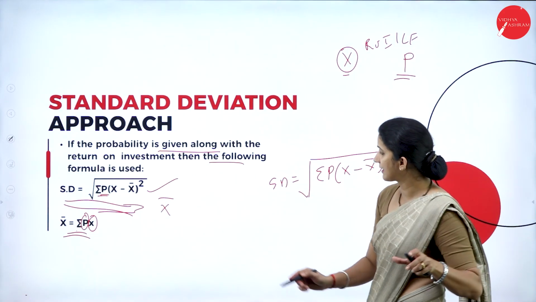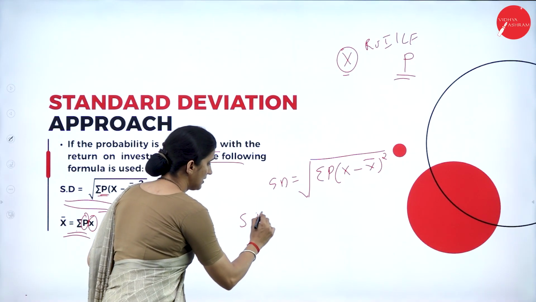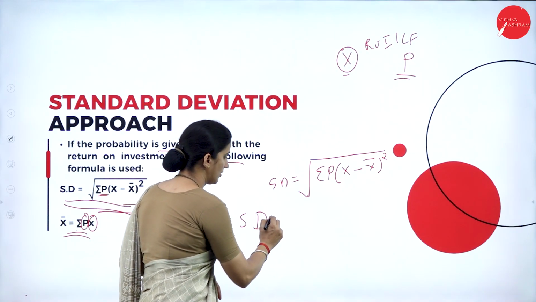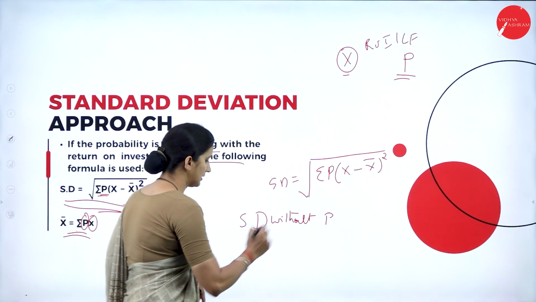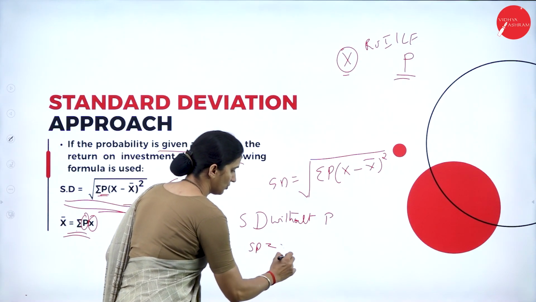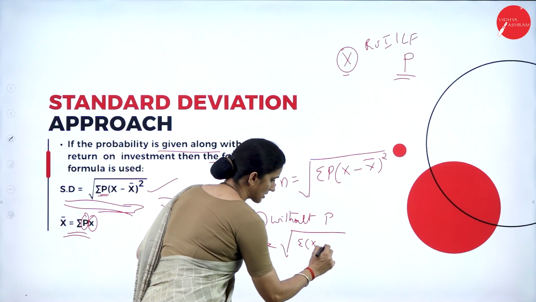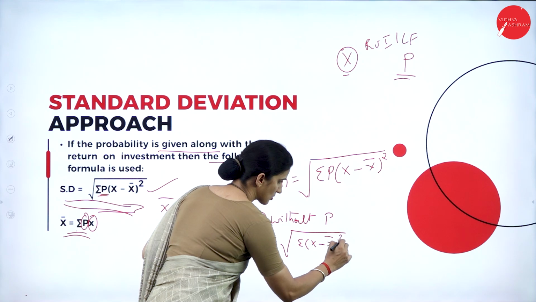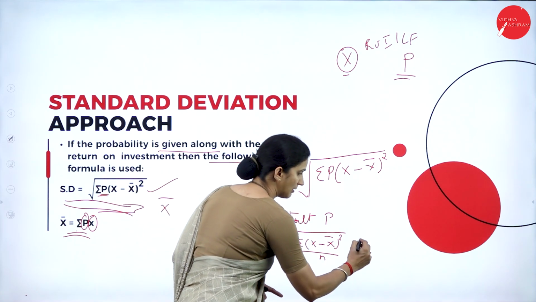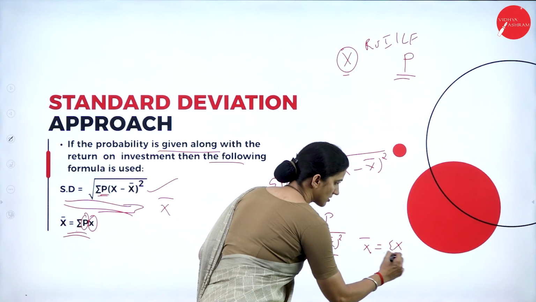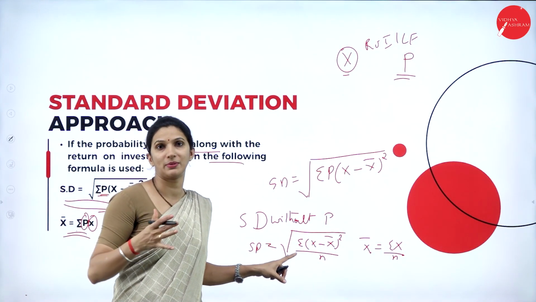So here, standard deviation without probability is equal to root of sigma into x minus x bar whole square divided by n. So here your x bar will be sigma x divided by n. So this is when in your question there are no probabilities given.